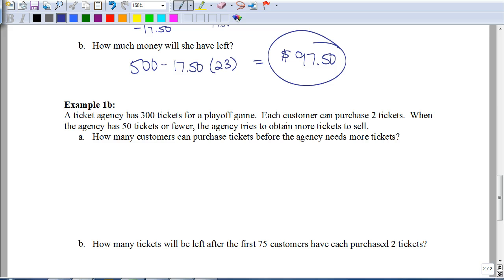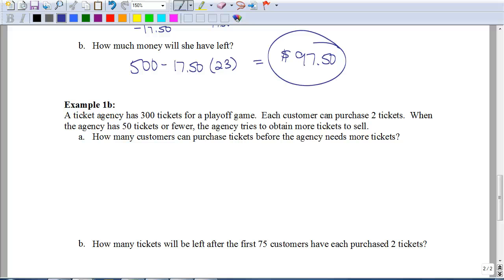So let's set this one up together, and then I'll have you solve it on your own. So this one here, it says a ticket agency has 300 tickets for a playoff game. Each customer can purchase 2 tickets. When the agency has 50 tickets or fewer, the agency tries to obtain more tickets to sell. How many customers can purchase tickets before the agency needs more tickets?